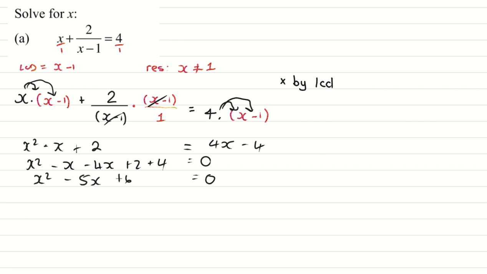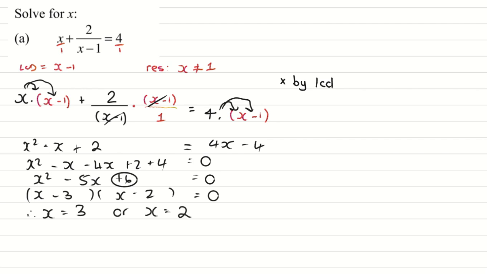Then at this point, we factorize the trinomial. Alright, so our factors that work to give us minus 5 are going to be minus 3 and minus 2. Those are the only pair that works. If you take minus 6 plus 1, it won't produce the correct C value. So therefore, x is equal to 3 or x is equal to 2.